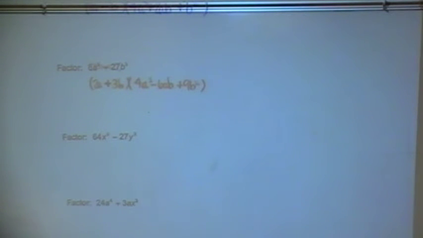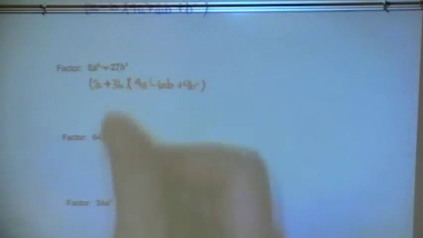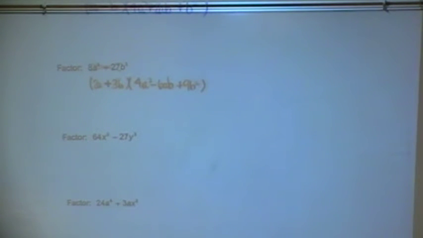Alright, so the first thing I ask myself is, is there a GCF? No. Is there a difference? There is. Are these perfect squares? Now be careful here because 64 is a perfect square, so sometimes that'll throw you off. But it's a perfect cube also. And 27 is a perfect cube, plus x has a cube and y has a cube. So that's your clue. This is a difference of perfect cubes.